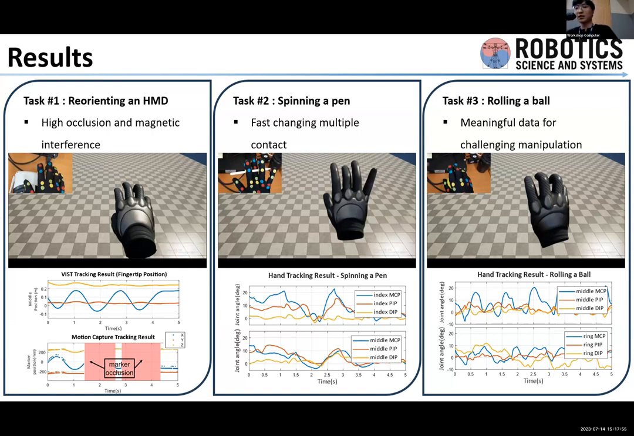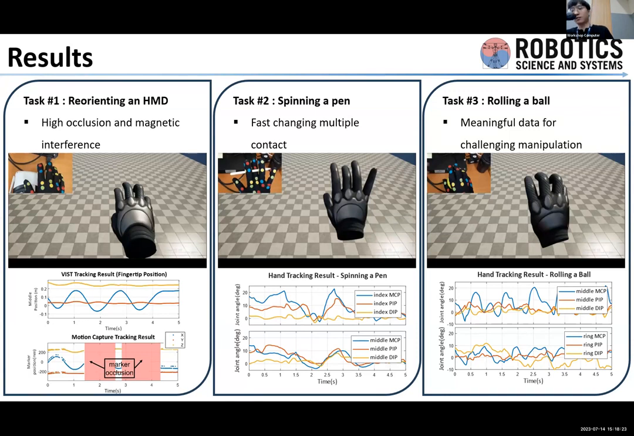The second task is spinning a pen, which has fast changing and multiple contexts. This task is very challenging for both soft sensor based and exoskeletal based systems, especially soft sensor based ones because they generally place their sensors on the dorsal side. Whenever the contact is on the dorsal side of the finger, they cannot distinguish whether the data is due to the contact or movement of the fingers.